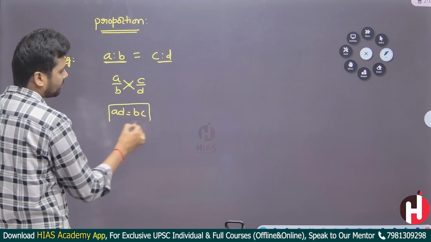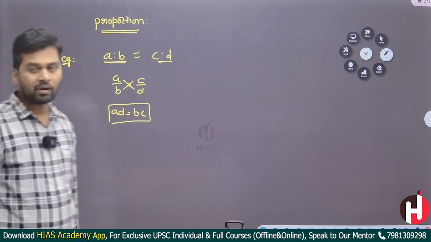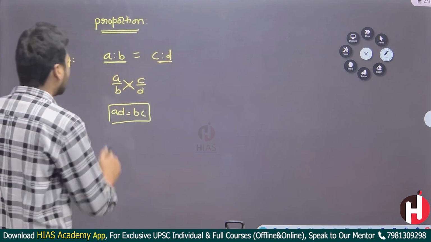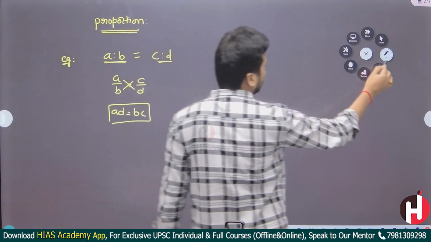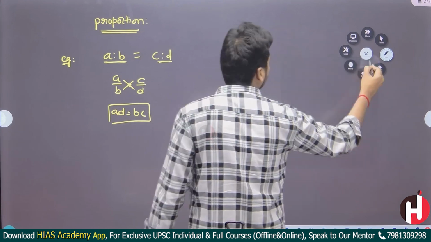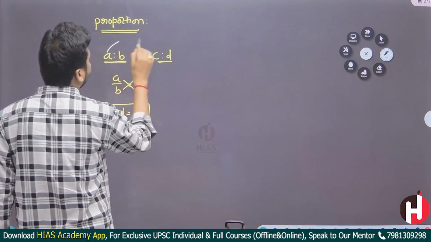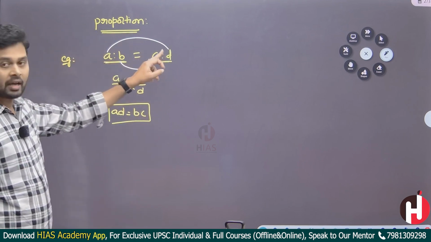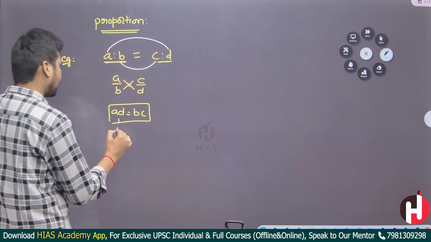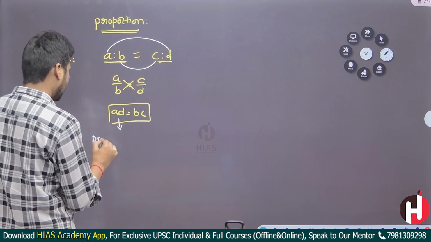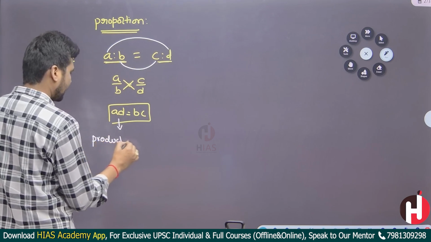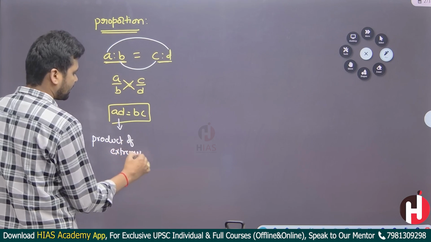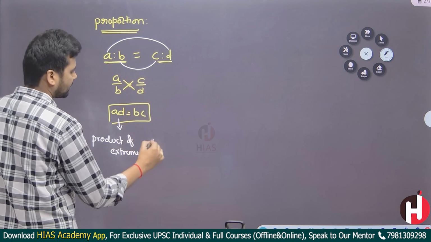AD is equal to what? BC. So the most important thing is when two ratios are in proportion, then immediately you can see that AD is equal to BC. That means A into D is equal to B into C. A and D are the extreme terms, so we can call it product of extremes is equal to product of means.